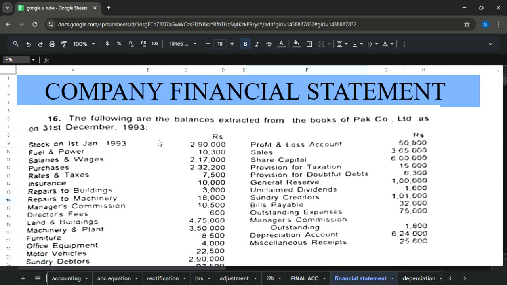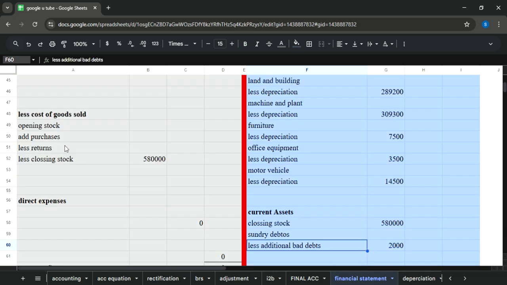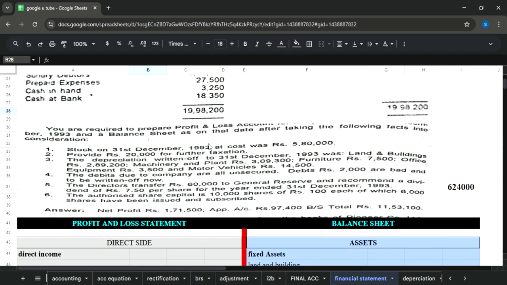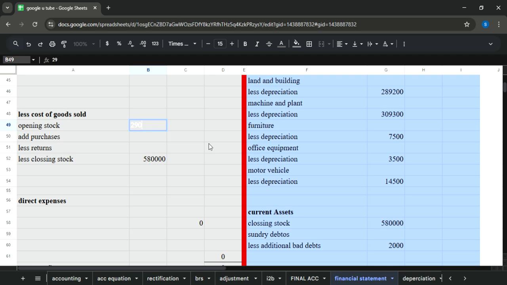So now our target is to put each and every element present in the trial balance into the relevant parts of the financial statements. First, stock on 1st January. The name is clearly mentioned that it's opening stock, its seat is already reserved. Amount of opening stock 290,000. So just put 290,000 over here.